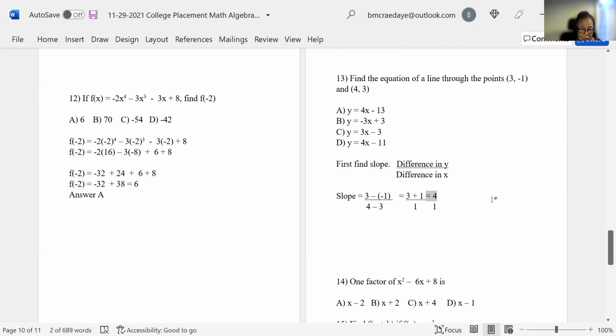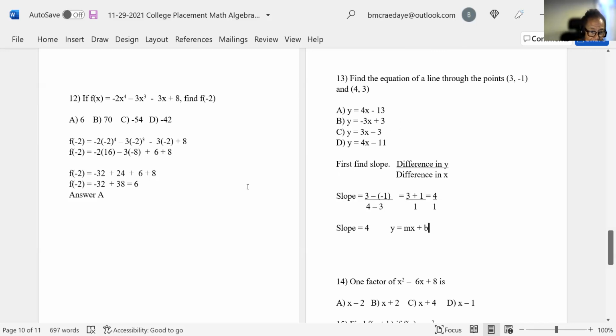Okay, so 4 over 1, let's just put an underline here. And 4 over 1 is equal to 4. So slope is equal to 4. Now remember the equation of the line, we're trying to get it to look like what? y equals mx plus b, right? Now we know m is the slope, that's 4, right?